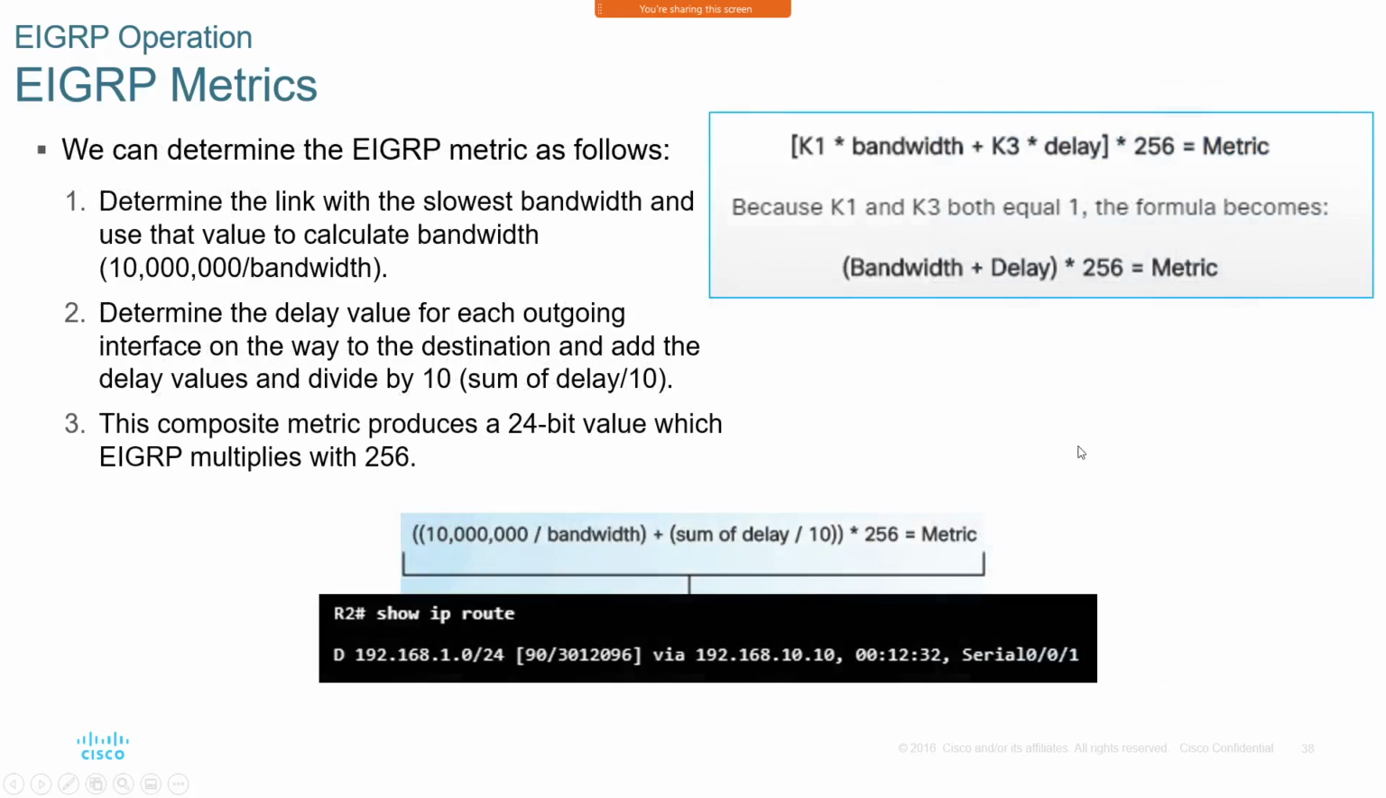We can determine the EIGRP metric with the formula as follows. Once again, we don't need to know the formula. I know it's pretty hard to remember all the components of the formula. We just need to know the basic things included in the calculation. We don't need to actually know how the calculations are done.